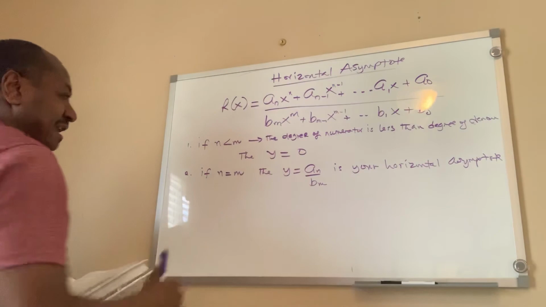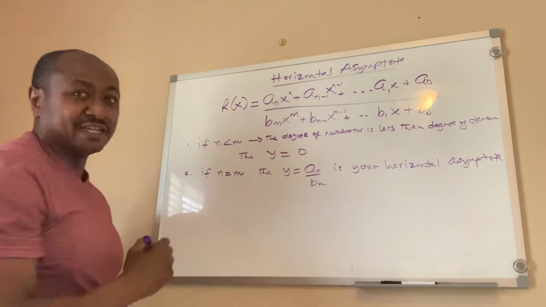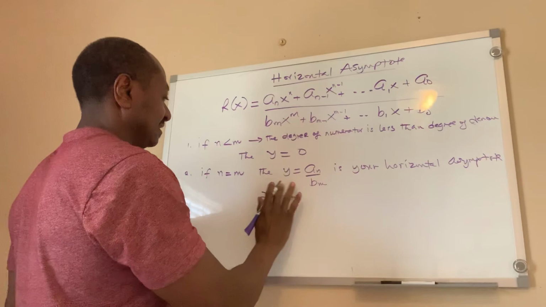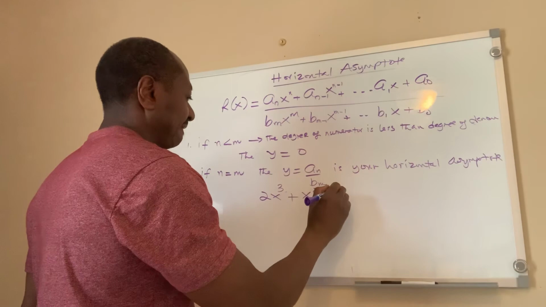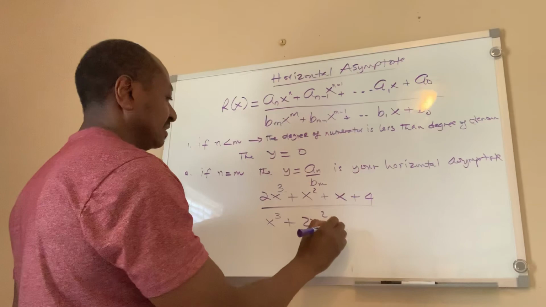Okay? If the degree of the numerator is equal to the degree of the denominator, all you have to do is look at the rational function, take the leading coefficient of the numerator, and divide by the leading coefficient of the denominator. So let's look at an example. If I have 2x squared plus x plus 4 divided by x cubed plus 2x squared plus 3x minus 1.